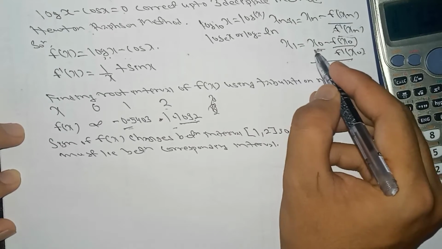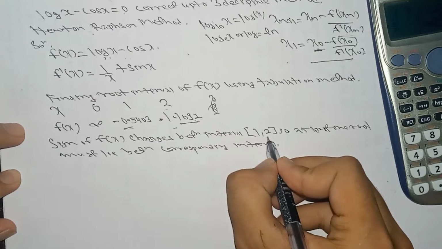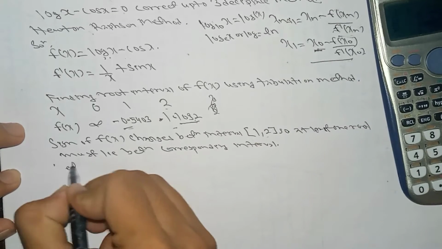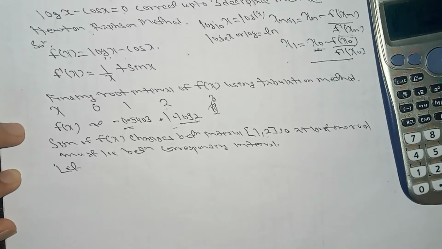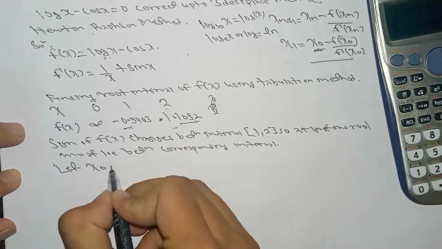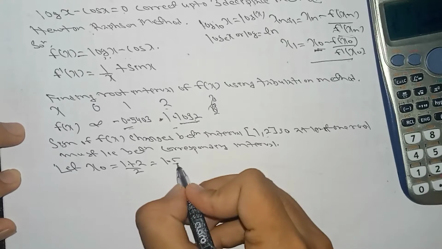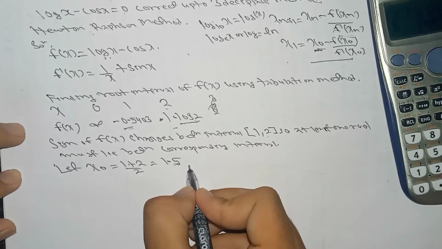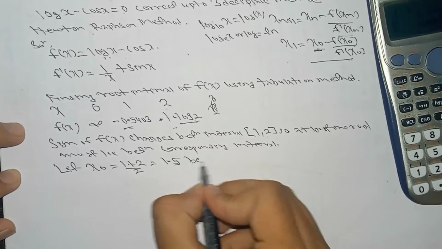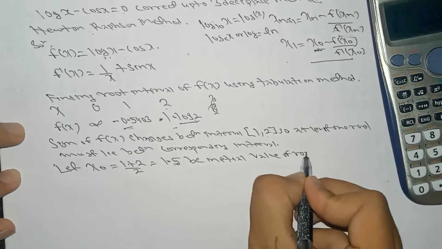Now here we only need the x0 term, but we have two interval terms. So we can take the median of this interval. Let x0 is equal to 1 plus 2 by 2, then we obtain 1.5. So we take x0 is equal to 1.5 as the initial value of the root.